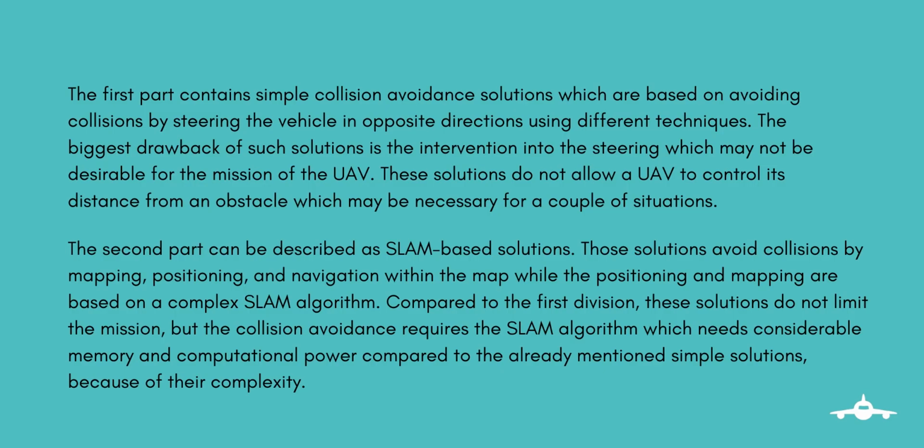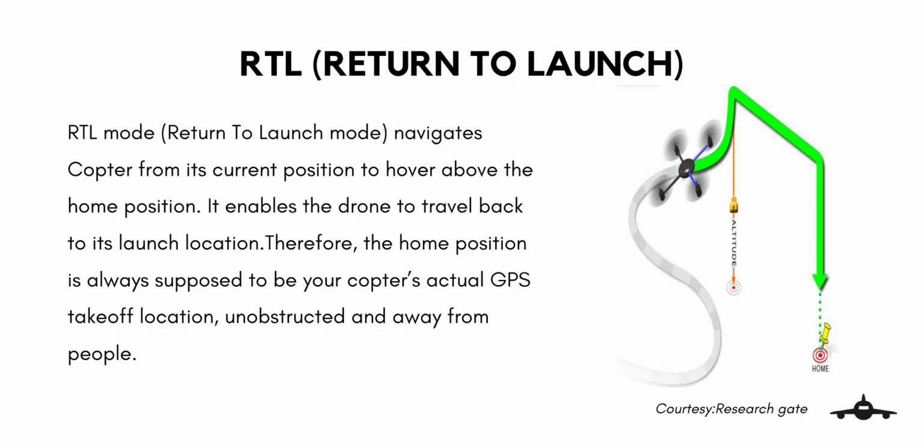The second part can be described as SLAM-based solutions. Those solutions avoid collisions by mapping, positioning, and navigation within the map, while the positioning and mapping are based on a complex SLAM algorithm. Compared to the first division, these solutions do not limit the mission, but the collision avoidance requires the SLAM algorithm, which needs considerable memory and computational power compared to the already mentioned simple solutions because of their complexity.